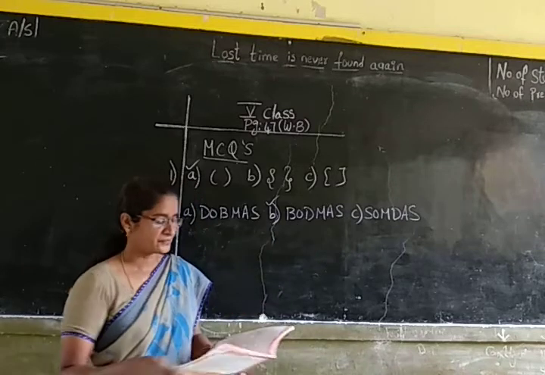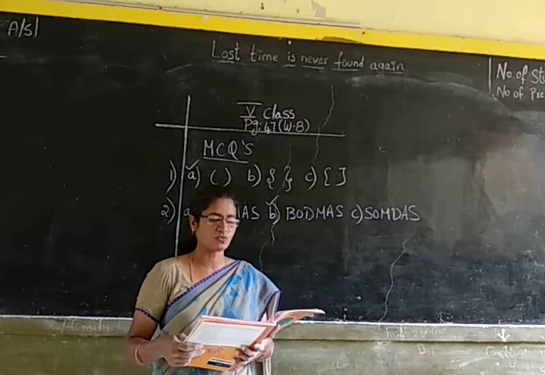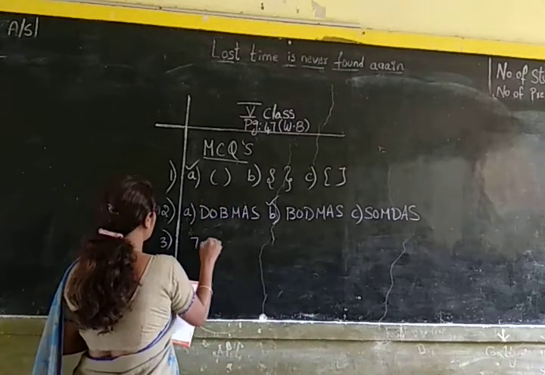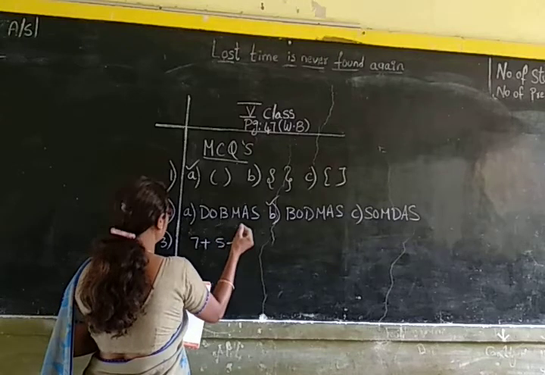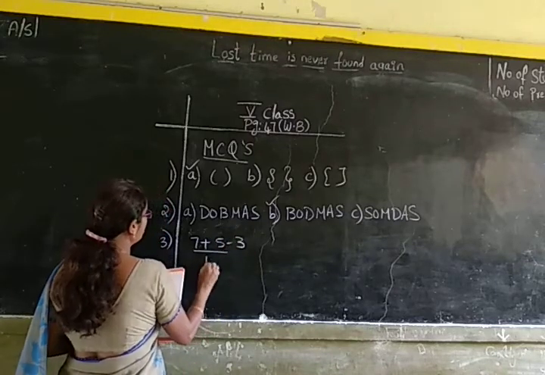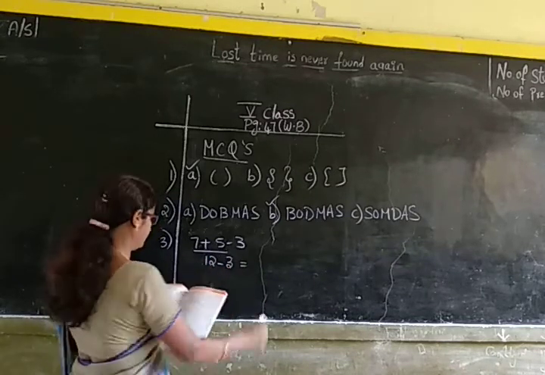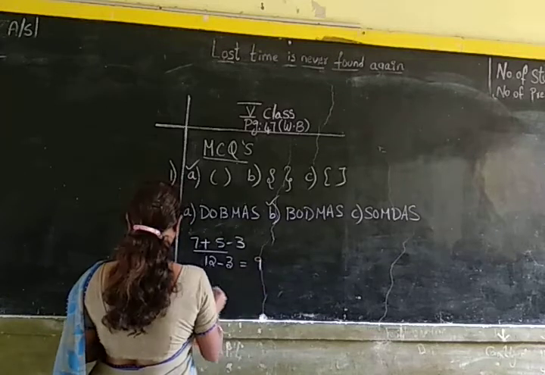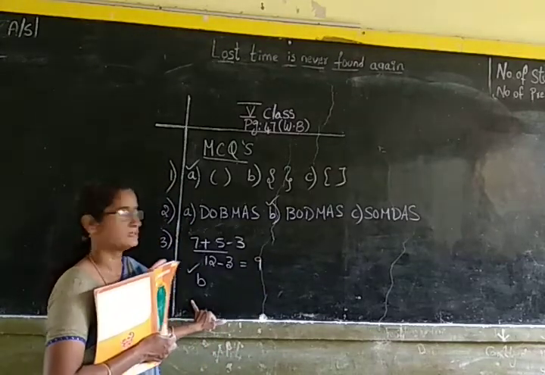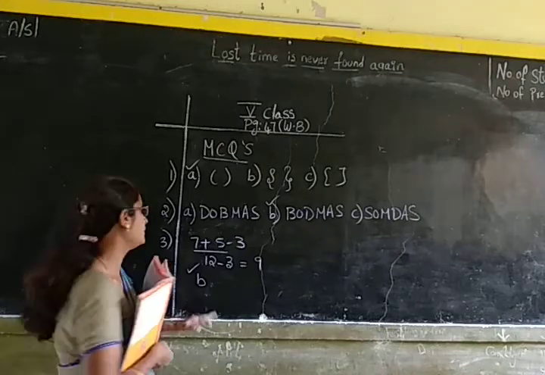Okay children. Now I am reading the third question. The answer of 7 plus 5 minus 3 is. So first we have to do the addition. 7 plus 5 is 12 and 12 minus 3 is 9. So the correct option is B. The answer 9 is in option B. So all of you take the B option.